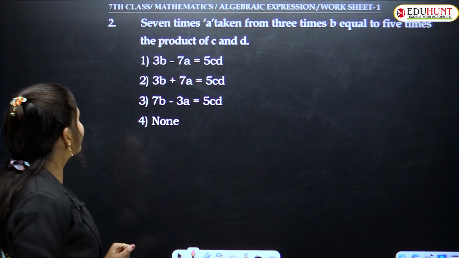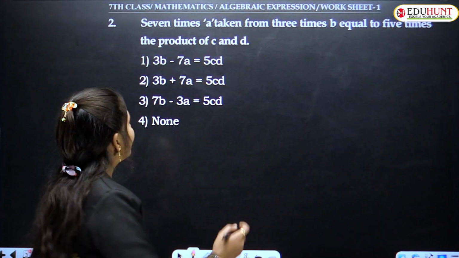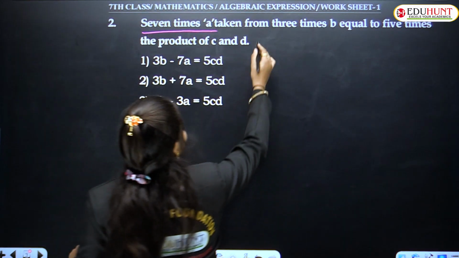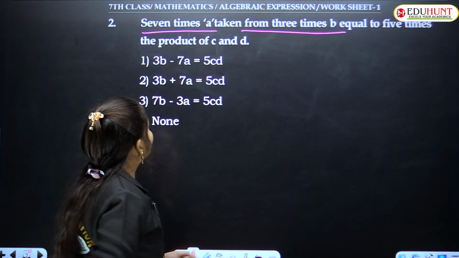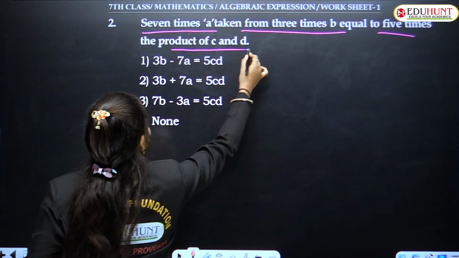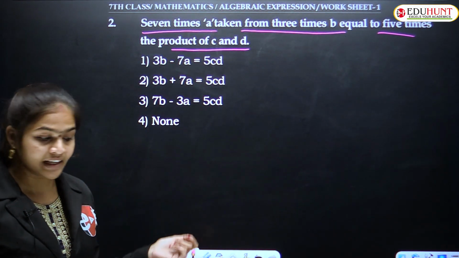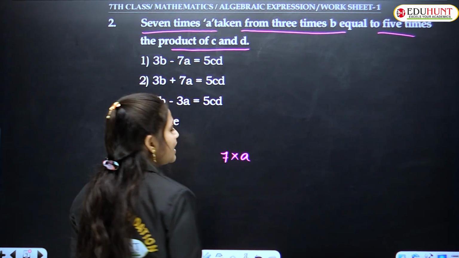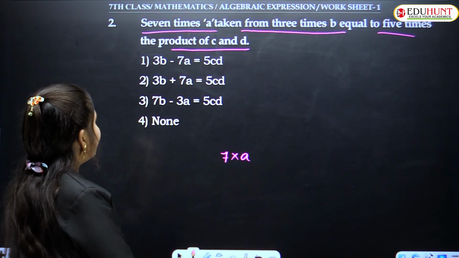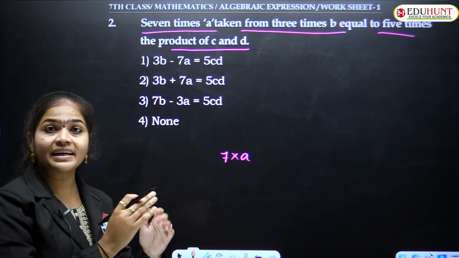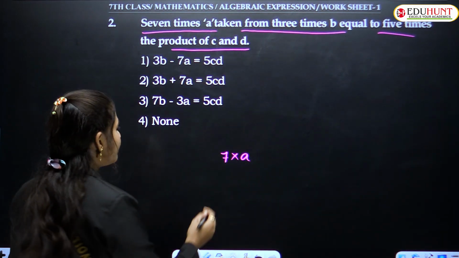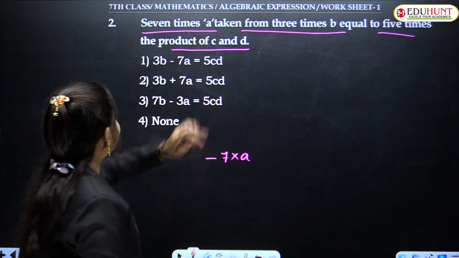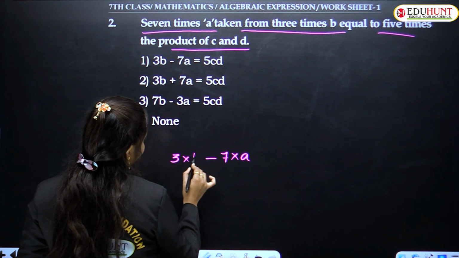Let us see the second one. 7 times a taken from 3 times b equals 5 times the product of c and d. What is the meaning of this? 7 times a. Times is nothing but multiplication, no? So 7 times a is taken from, and taken is nothing but take away from, which means a difference. So 7 times a is taken away from 3 times b.